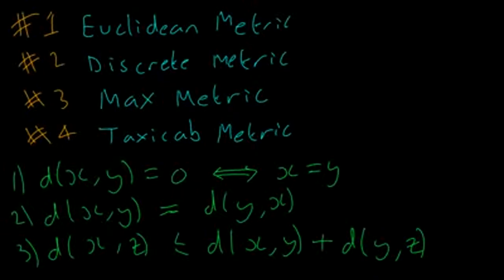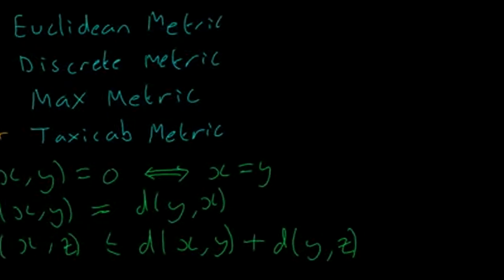And I've also reminded us of the three conditions we need to prove for these things to show that they are in fact metrics. So the distance between any 2 points is 0 if and only if they're the same point. The symmetry property that the distance from x to y is equal to the distance from y to x, and the triangle inequality, which is always the hardest to prove. These two are generally easy to prove for every example. So let's start with the Euclidean metric.